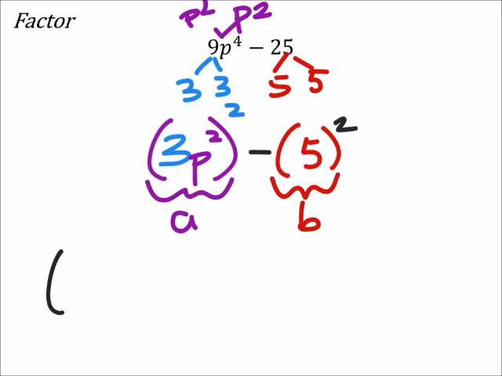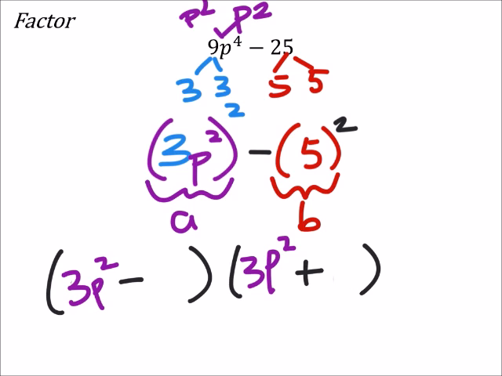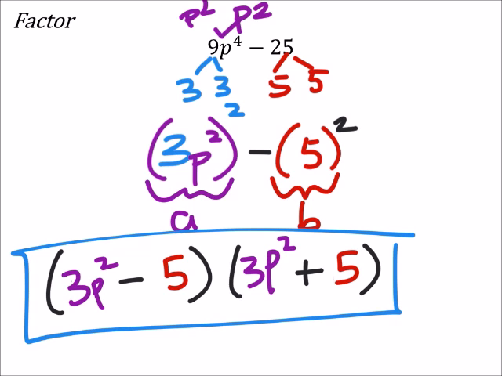So if we look back, that should have given us A minus B times A plus B. And all I've got to do is replace A's, both A's, with my 3P squared. But I also need to replace both the B values with 5. And then, of course, I would check this by using the FOIL method right there.